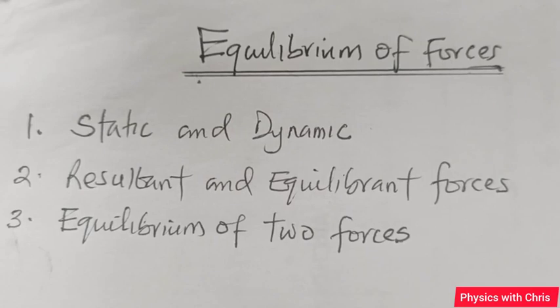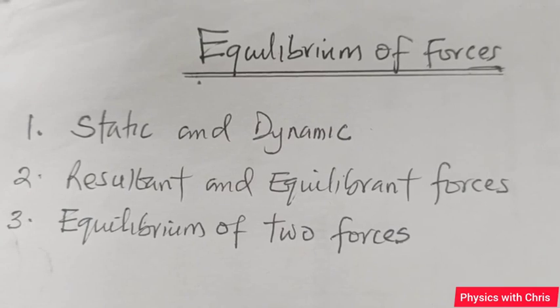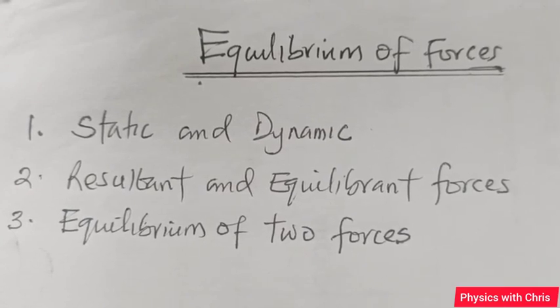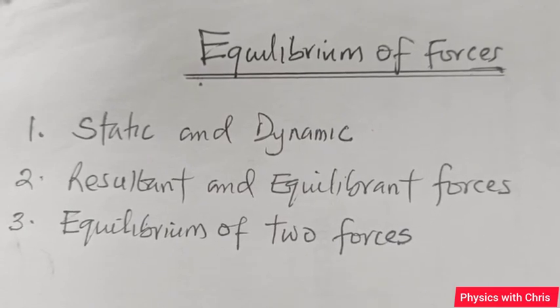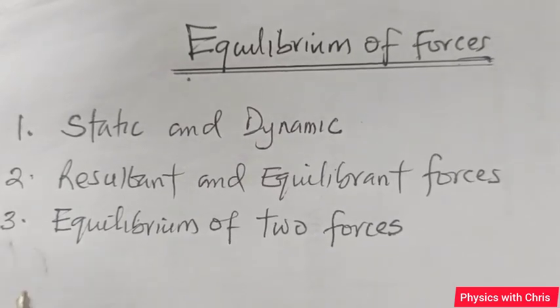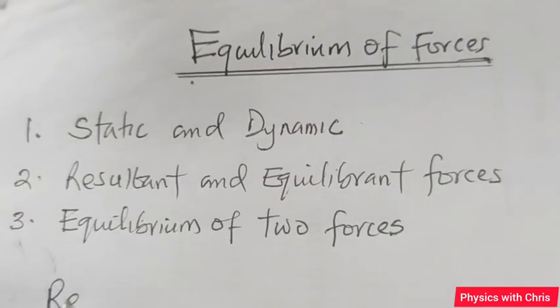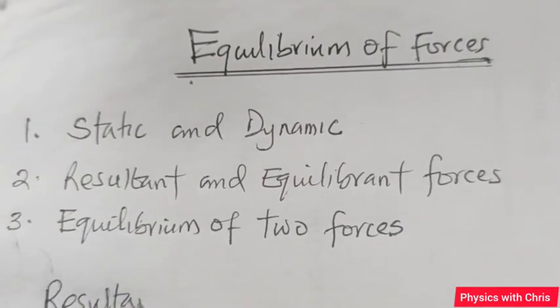And for dynamic equilibrium, the body is not at rest per se. It's in motion, but the forces stay cancelled out. In that case, the body moves with a constant speed. That's the case of dynamic equilibrium. And then here we're going to look at that and also see the difference, the distinction between resultant and equilibrant forces. Then we'll see the equilibrium of two forces, and if I have all the time, the equilibrium of three forces.